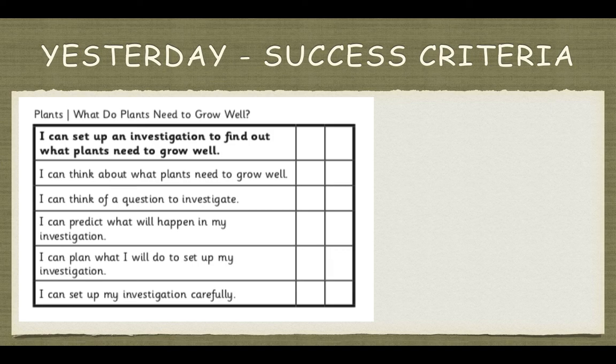You have to also think about what plants need to grow well. And then you can think of questions that you could investigate: do plants need light? Do plants need water? Do plants need air? Do plants need the right temperature? Do plants need time to grow? And with your understanding about plants, you can then make predictions.